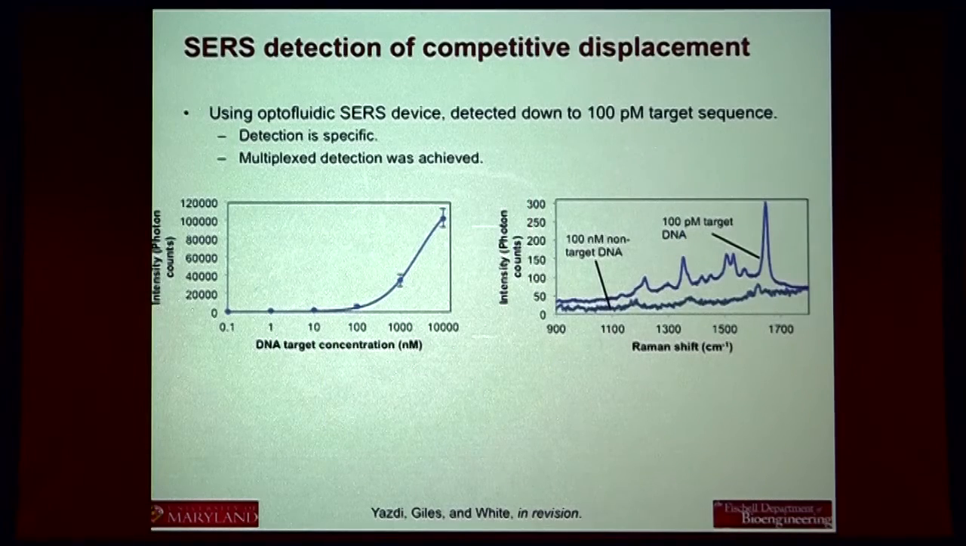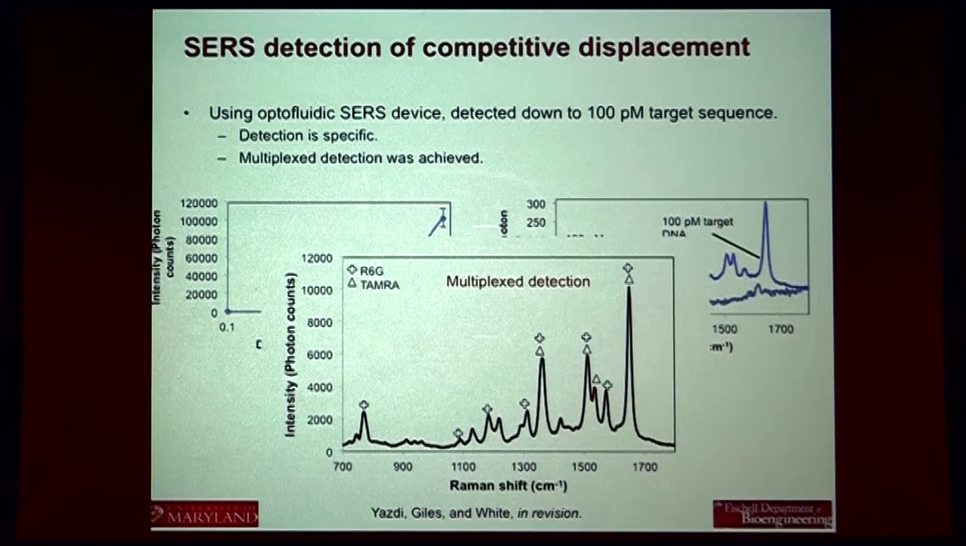So then Sarush moved on and did the experiments here. So looking at increasing concentrations of target DNA, we get a good Langmuir line fit again. So 100 picomolar DNA, and we still got a nice SERS signal there. What was key, though, is getting the multiplex detection. That's why we wanted to use SERS.